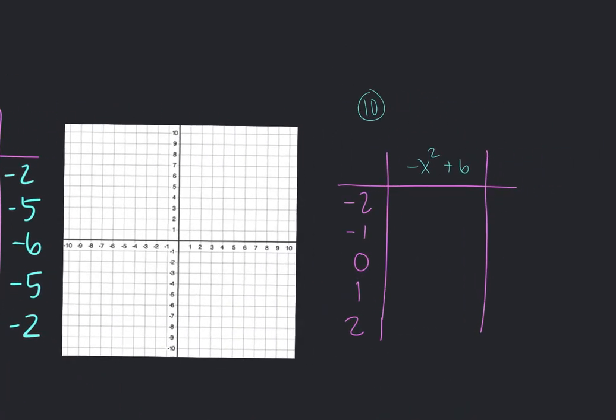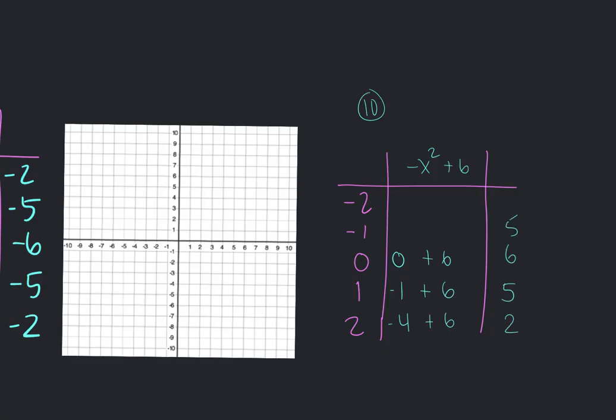Question 10. 0 times 0 is 0. Oops, I need a different color. Plus 6. 1 times 1 is 1, but make it negative, plus 6. 2 times 2 is 4, but make it negative.